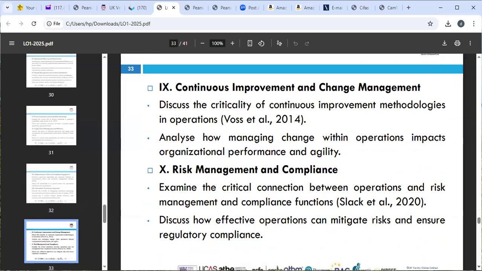Continuous improvement and change management. I did mention that to discuss the critical analysis of continuous improvement methodologies in operations, we need to continuously improve them. Okay. Analyze how managing change within organizations. Analyze it. You need to analyze them.